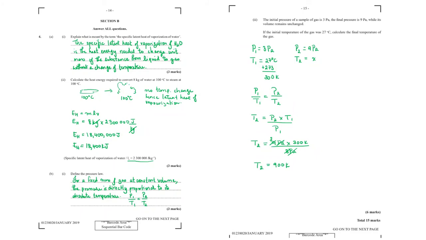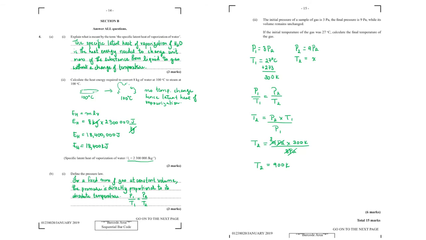Then it says here, define the pressure law. For a fixed mass of gas at constant volume, the pressure is directly proportional to its absolute temperature. So note well, you don't see volume in this equation here. That means volume is constant. So here's another calculation. It says the initial pressure of a sample of gas is 3 pascals. The final pressure is 9 pascals, while its volume remains unchanged. So that means we are dealing with constant volume. If the initial temperature of the gas was 27 degrees Celsius, calculate the final temperature of the gas.